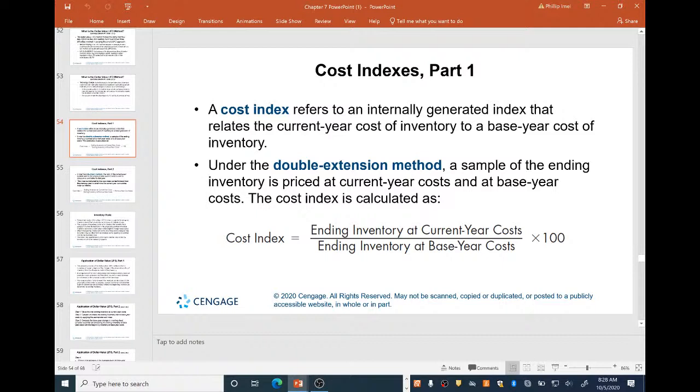There's two methods. So the first one here is the double extension method. A sample of the ending inventory is priced at current year cost and at base year cost. And then the cost index used to calculate it is right here. So the cost index is the ending inventory at current year cost, divided by the ending inventory at base year cost, times 100, okay. And we can see that makes sense why it would be called the double extension method. So say if we're in year 10 and we have the ending inventory at year 10, we're going to extend it all the way back to the base year cost. So that's the double extension method, okay?